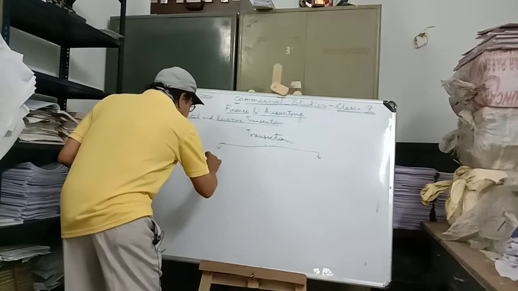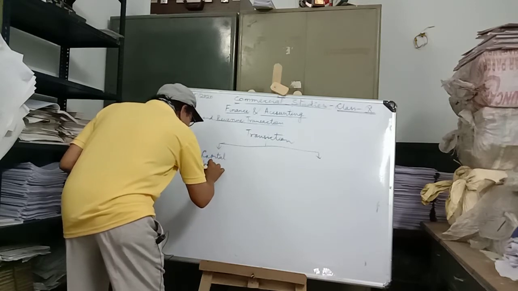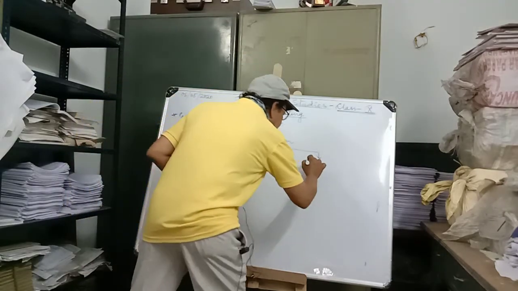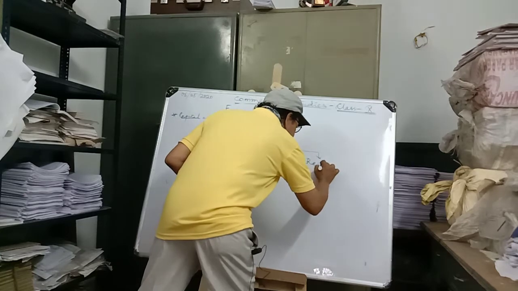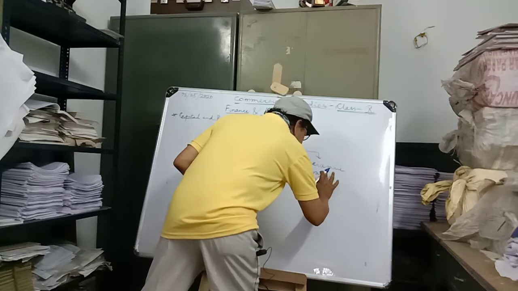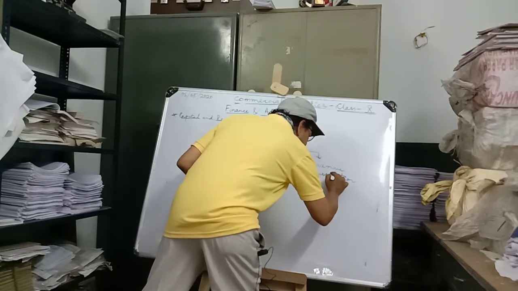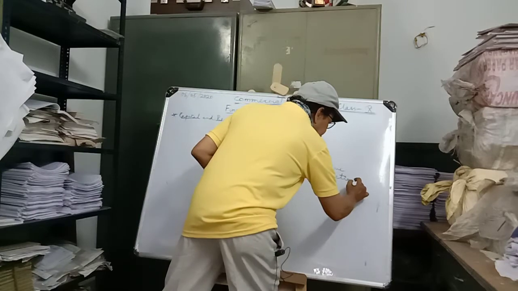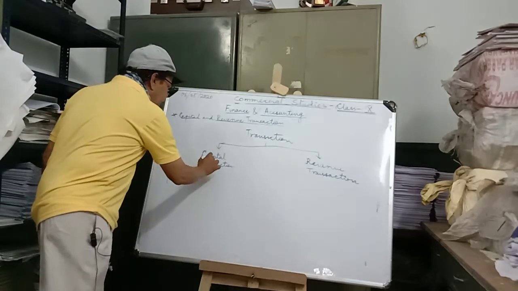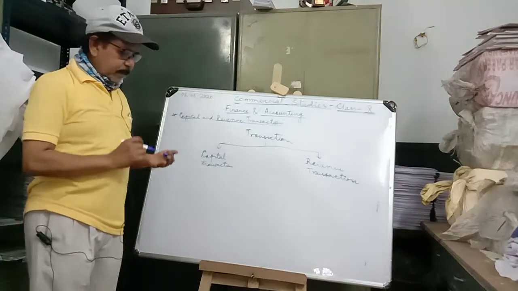Firstly, there are two types of transaction. One is capital transaction. The other part is revenue transaction. Now, what are called capital transactions and what are called revenue transactions? This we need to know. First, what are capital transactions?